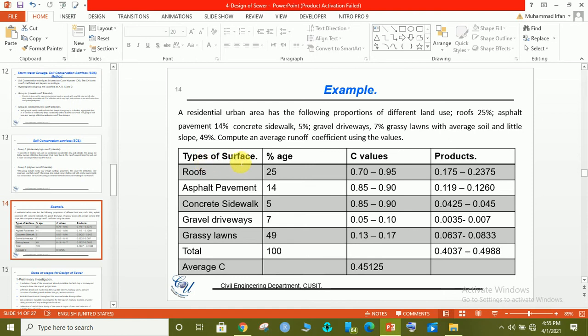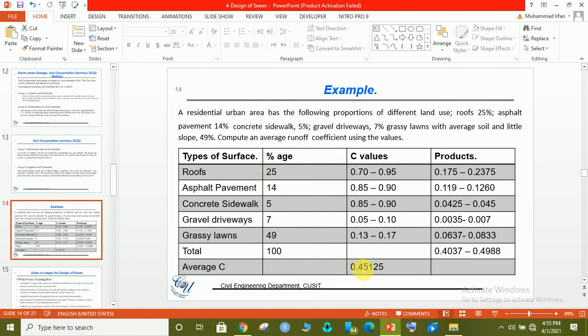You can see the type of surfaces as the roof, asphalt pavement, concrete sidewalk, gravels, grassy lawns. So the percentage of the total area: the roof is 25%, asphalt is 14%, concrete sidewalk is 5%, and so on, so the total area is 100%. The C value is already given, which is 0.75 to 0.95, 0.85 to 0.9, and many more. You can just take the average of all the C with respect to the area.